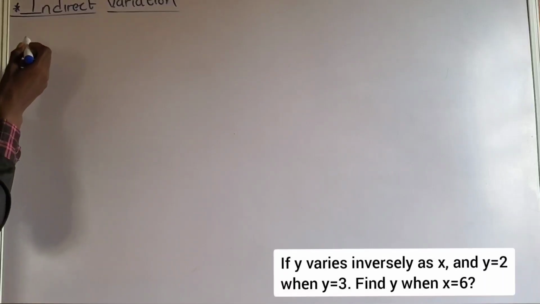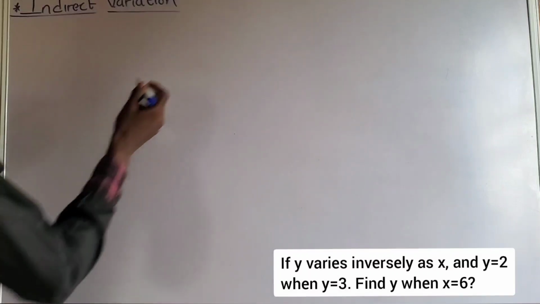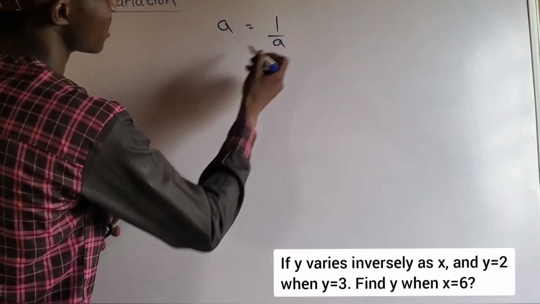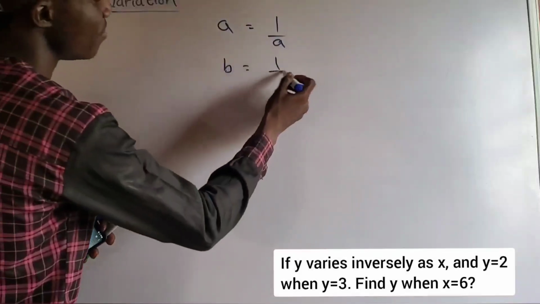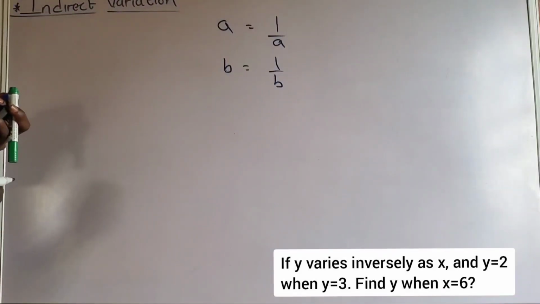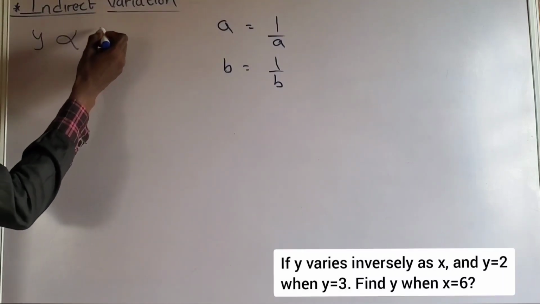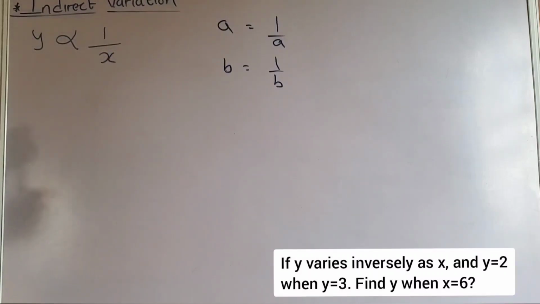Now, let's look at the question. Y varies inversely. What is the meaning of inverse? Inverse simply means the reciprocal of a number. For example, let's say we have a. The inverse of a is what? 1 over a. If I have b, the inverse of b is what? 1 over b. Now back to the question. If y varies inversely as x, so y varies, this is the variation sign, inversely as x, that means we are going to have 1 over x.